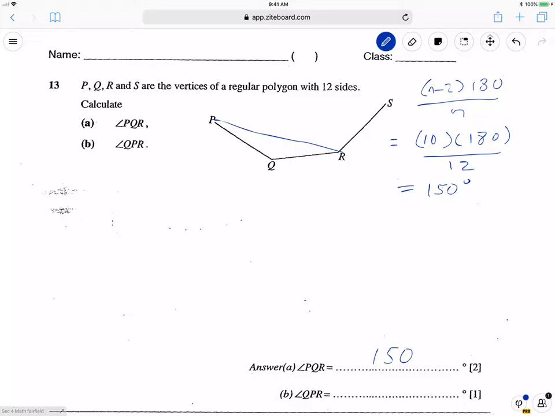How to find QPR? We know that the inside angle is 150. So QPR is an isosceles triangle. How come? Because it is a regular polygon, which means the sides are the same. So we get an isosceles triangle, and we can calculate. So it's just 15, right?